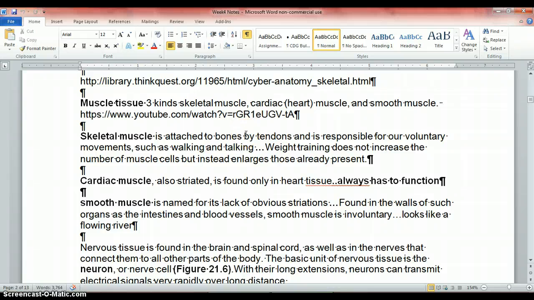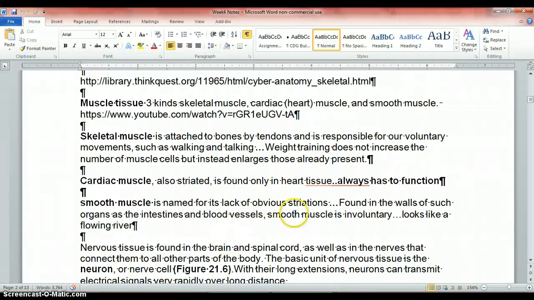This is really good to see with a video or pictures of it, because it gives you that visual aid that would take up way too much space if I did it in this Word document. So check it out. Cardiac muscle is also striated, so think of steak lines. It is found only in the heart tissue, and always has to function. So this is something that isn't voluntary, because then you'd have to think about your heart beating.